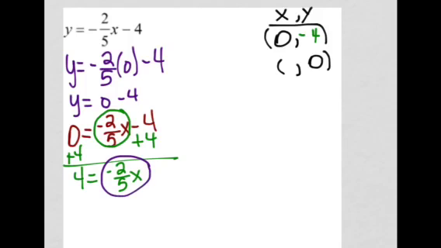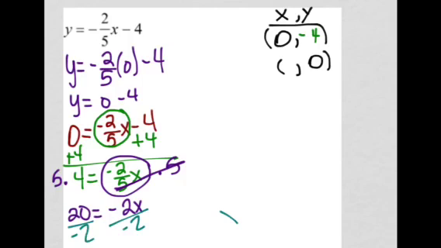Again, I want to get rid of that divide by 5 first. It's the easiest way. So multiply both sides by 5. And 5 times 4 is 20 equals negative 2x. Because these make 1. How do I undo a negative 2? I divide by negative 2. So my x value will be negative 10.